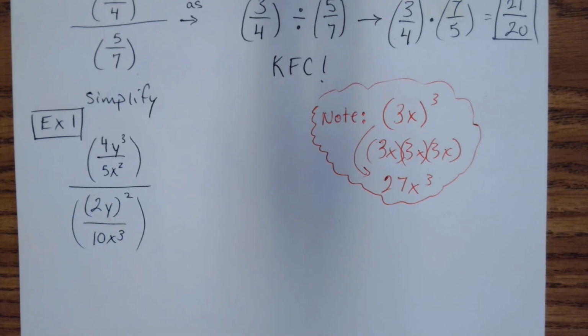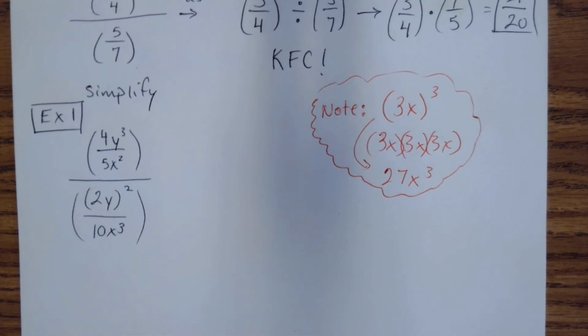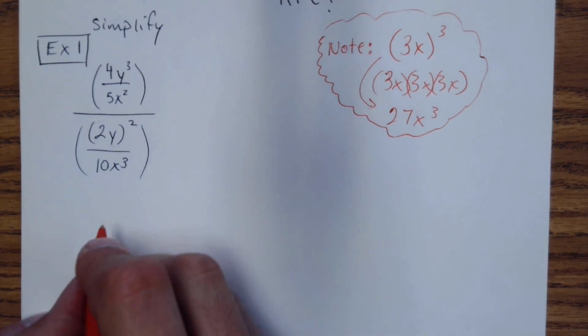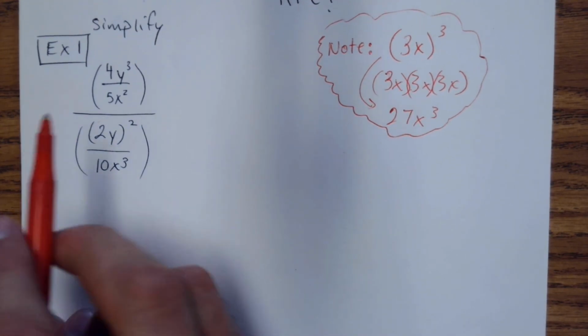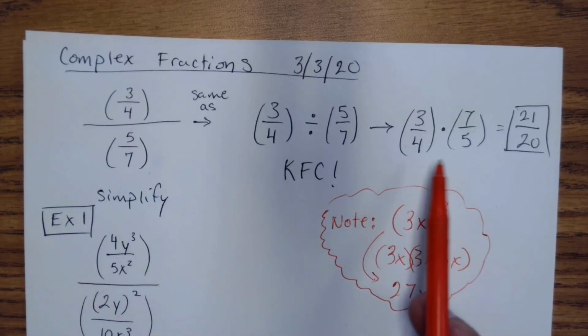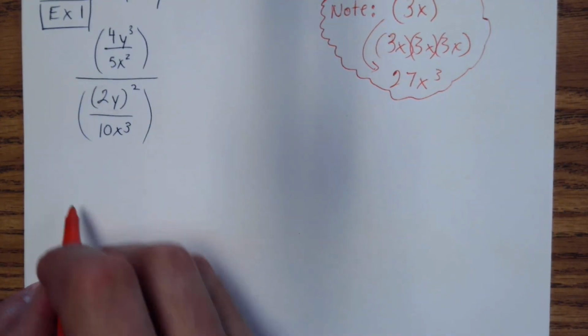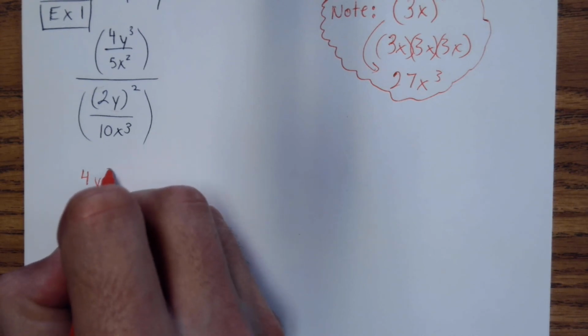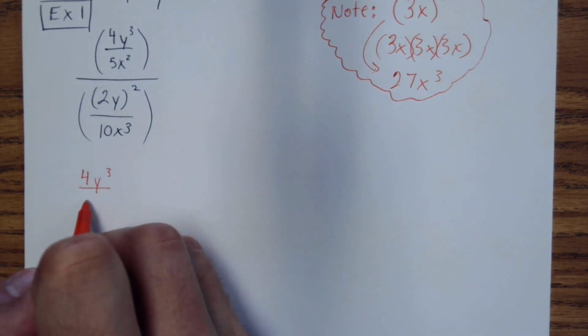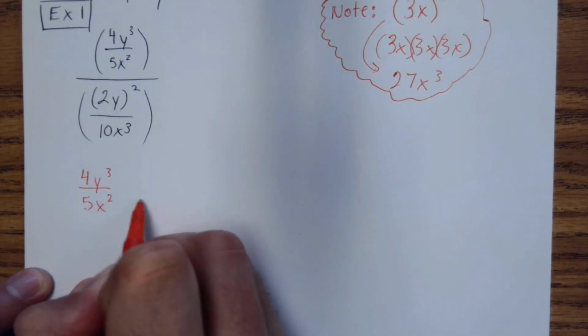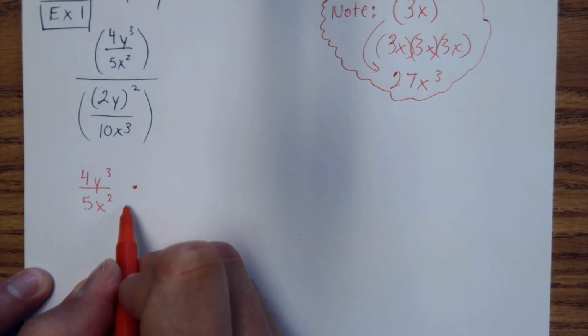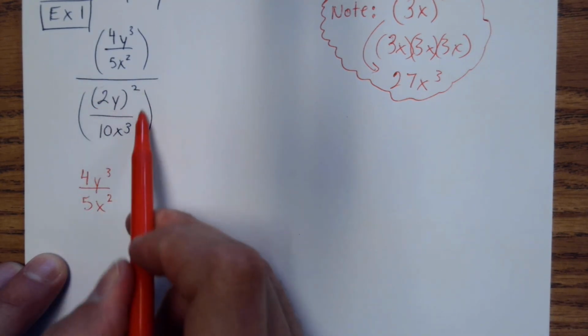So the first thing I'm going to do is rewrite this. I'll take a lot of room to do this just to make it more clear. Again, I'm skipping to this step, so I'll write 4y cubed over 5x squared times, flip this one over.